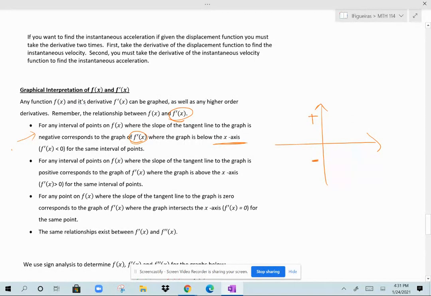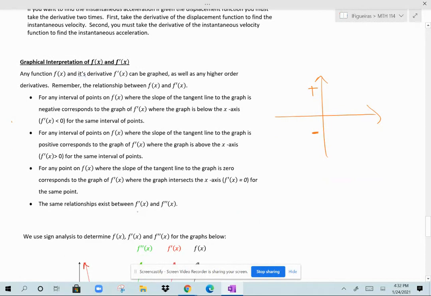So f prime would be negative when the slope of the tangent line of f of x is negative. And for any points on f of x where the slope of the tangent line is positive, then f prime would be above the x-axis. Any point on f of x where the slope of the tangent line is 0, meaning it's a horizontal tangent line, then f prime would equal 0. Remember, a slope is a derivative. And then the same relationships exist between f prime and f double prime, etc.